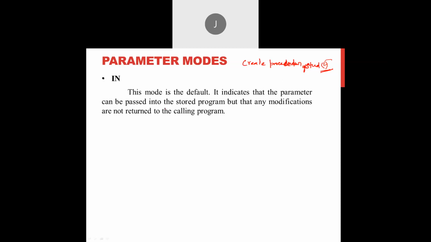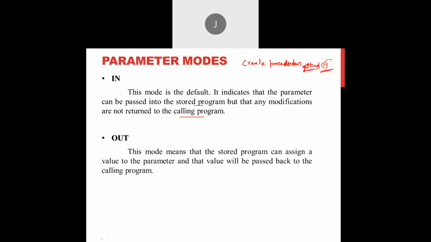It indicates that the parameter can be passed to the stored program, but that any modifications are not returned to the calling program. See, the person who is going to call this stored procedure, it is like a function call only. So those are called the calling program and the called program. If he is passing any input to this stored procedure, that will be executed and the results will be given to him. Given to him means it will be returned, that you will use it in your application.